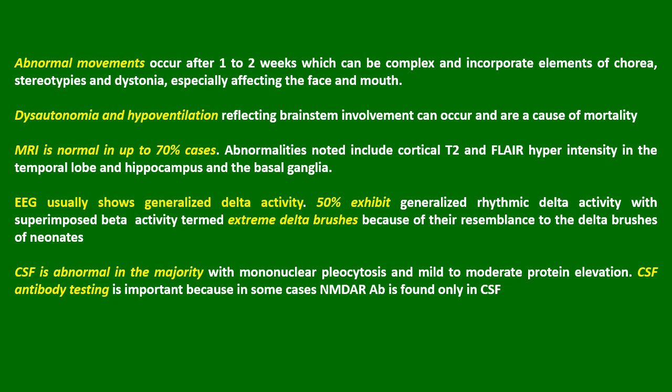MRI is normal in up to 70% of the cases. Abnormalities noted include cortical T2 and FLAIR hyperintensity in the temporal lobe and hippocampus and the basal ganglia. EEG usually shows generalized delta activity.